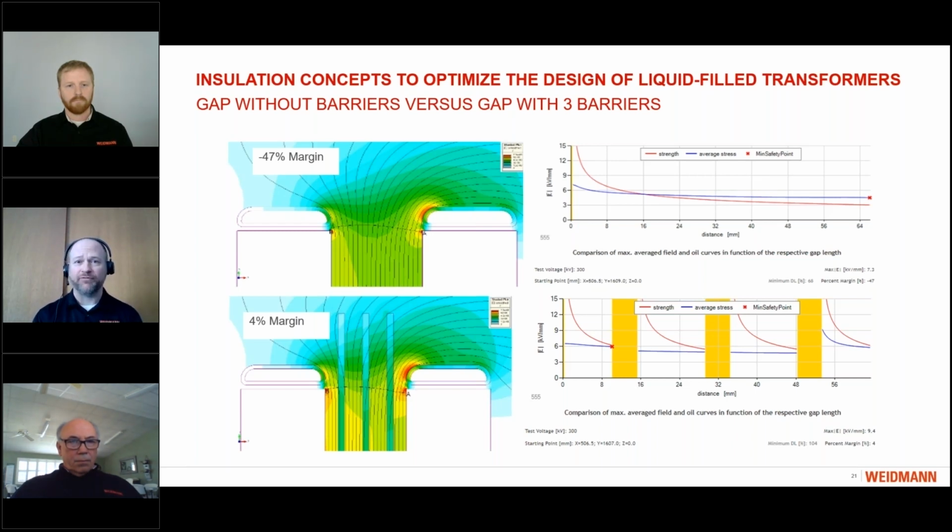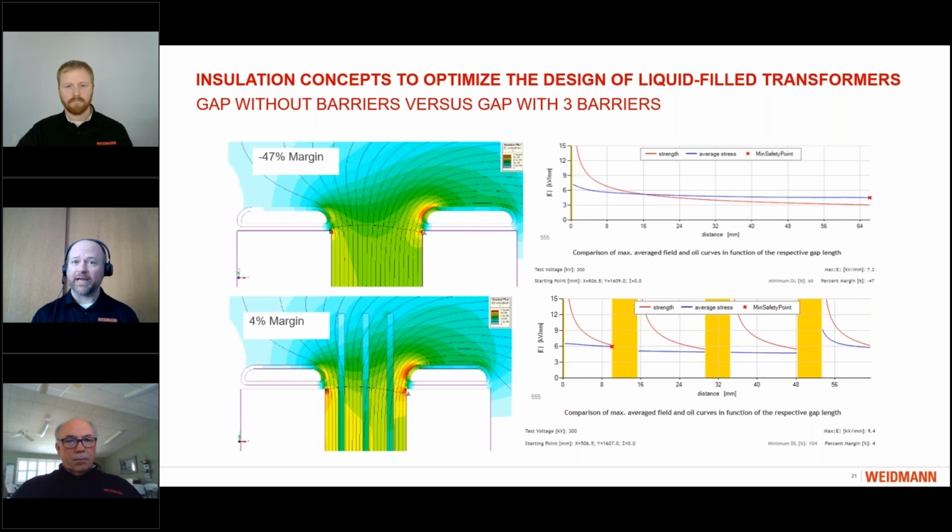You can see it's a negative 47% margin. That means at some point, whenever it's negative, the comparison of the stress across that gap to the Weidmann reference curve means that they have crossed, so that there is actually no safety margin in there. You are very likely to see an induction of partial discharge.